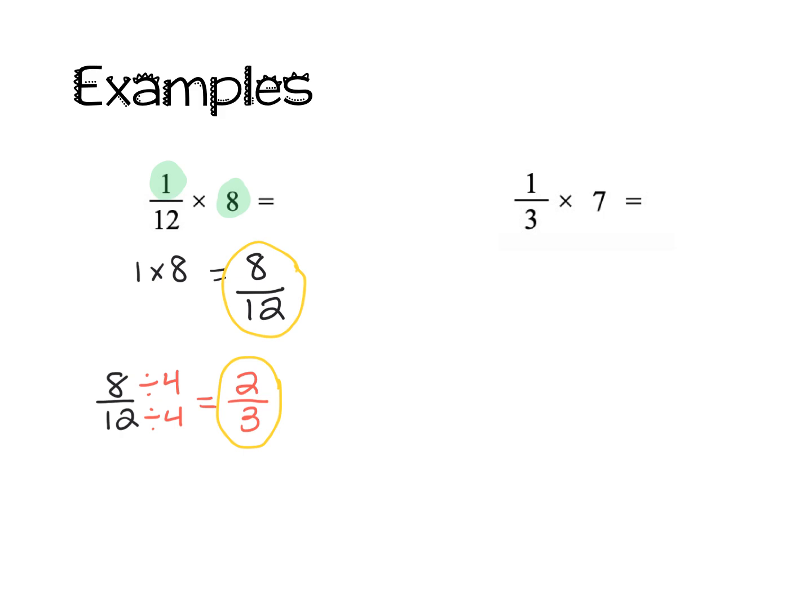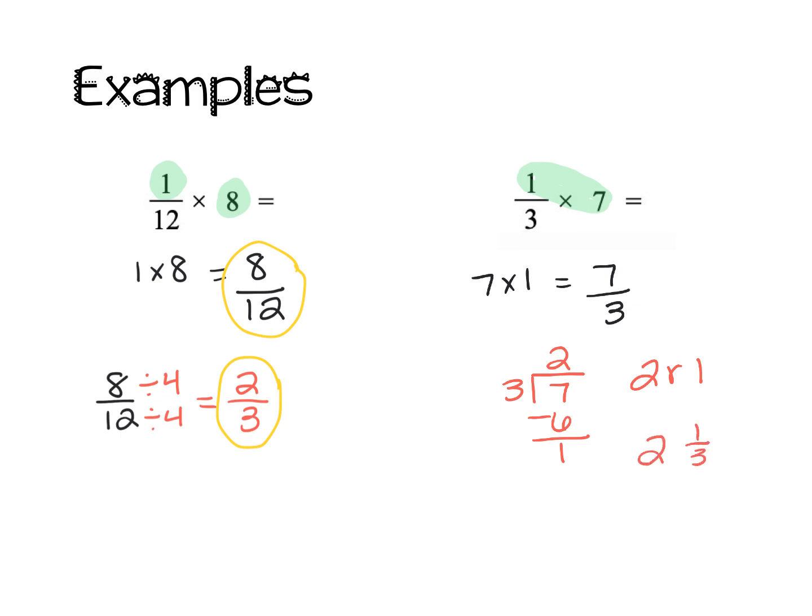Now let's look at our next example. Again, we're going to multiply our whole number and our numerator. So 7 times 1, which is 7. Keep the denominator the same. Now this is an improper fraction, so I need to change it into a mixed number by dividing the numerator by the denominator. 3 can fit into 7 2 whole times. 2 times 3 is 6. 7 minus 6 is 1. So 2 remainder 1 gives me a mixed number of 2 and 1/3. So both of these answers are correct because they are equivalent.